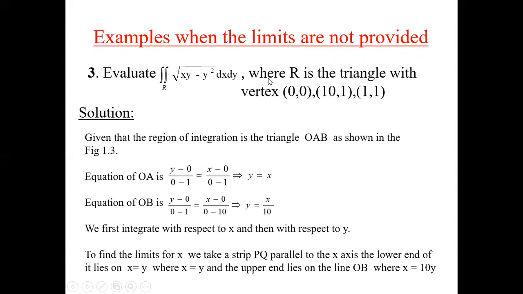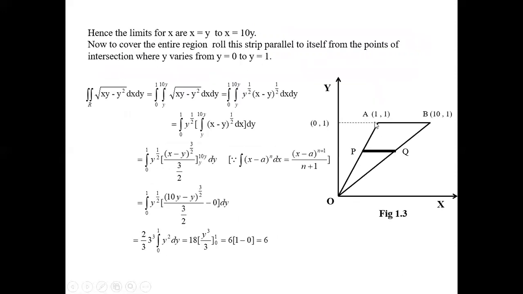Now see that a triangle is given to you in the form of 3 points. So this is the origin. This is 10, 1, x is equal to 10, y equal to 1, and this is the point 1, 1. So we'll go to that figure and I'll show you how that figure is drawn. Now this is the origin 0, 0. This is the point 10, 1. This is the point 1, 1. So this becomes the region of integration.